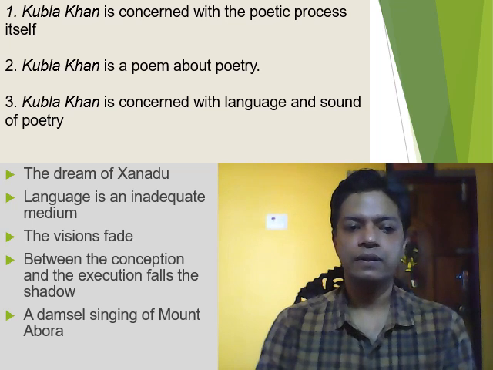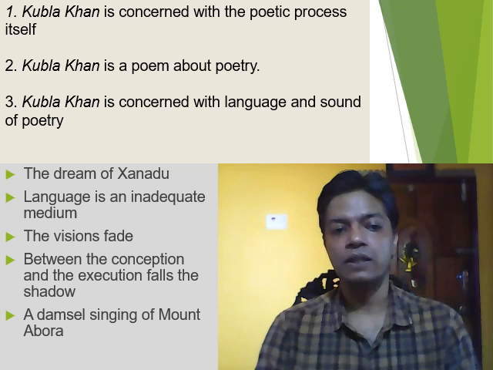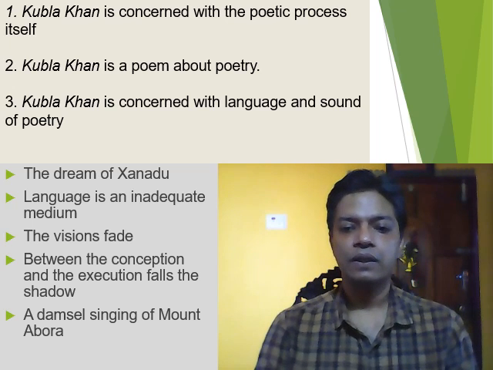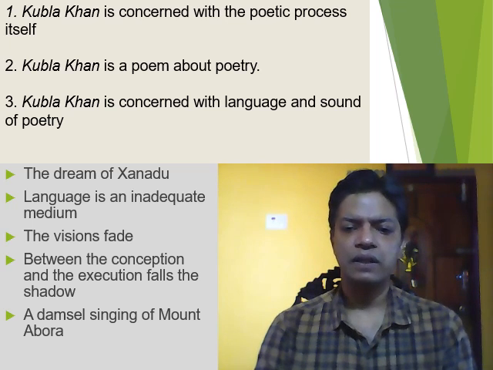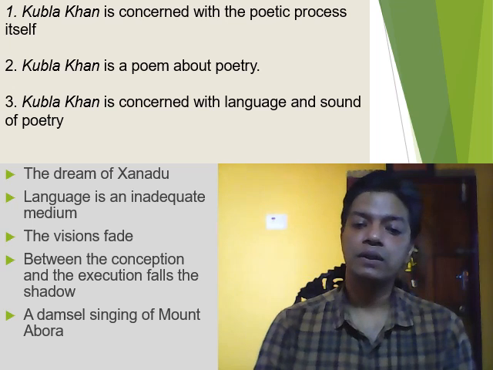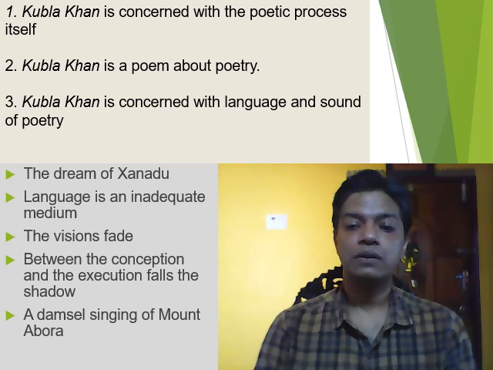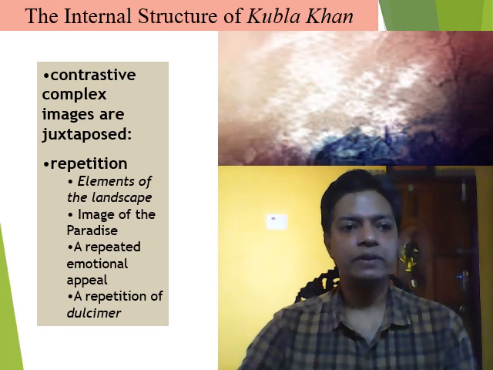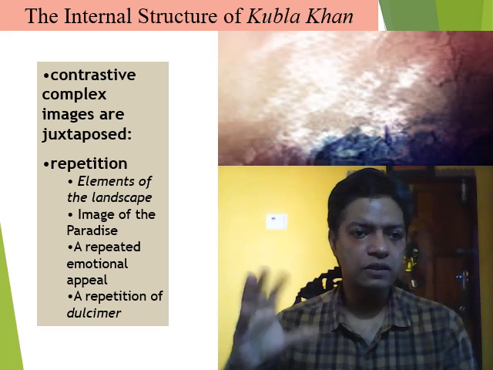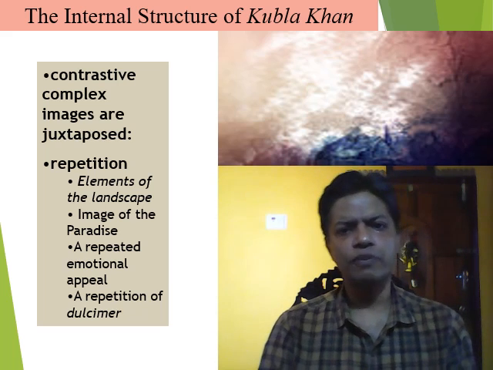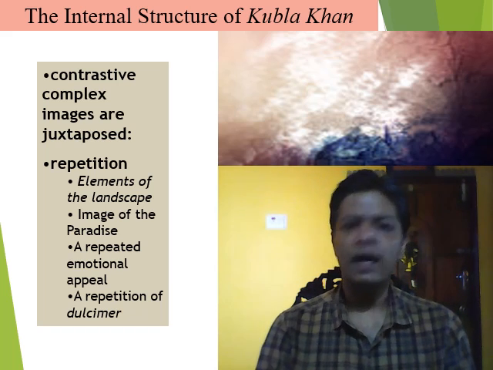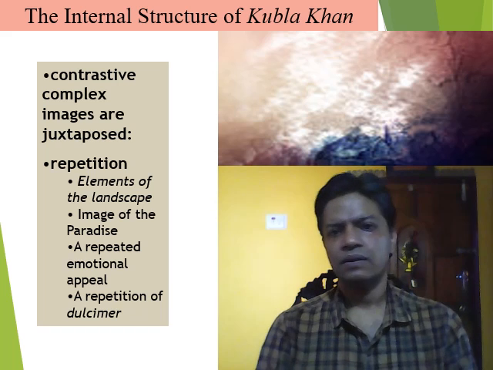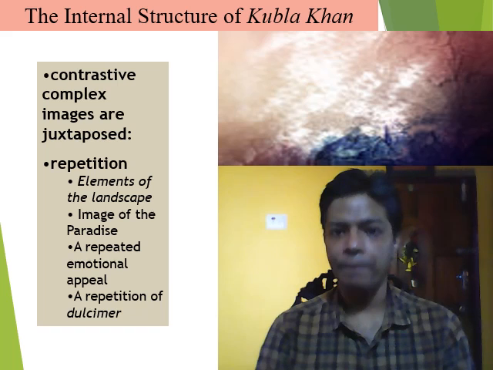As Eliot has said, the vision of Kubla's Xanadu is replaced by that of a damsel singing on Mount Abora. This is an unusual experience that is more auditory than visual and therefore less susceptible to description by mere words. So we have the internal structure of Kubla Khan. The internal structure of Kubla Khan is, of course, a very complex one. It is contrived, highly structured, artificial, and is a product of careful craftsmanship.